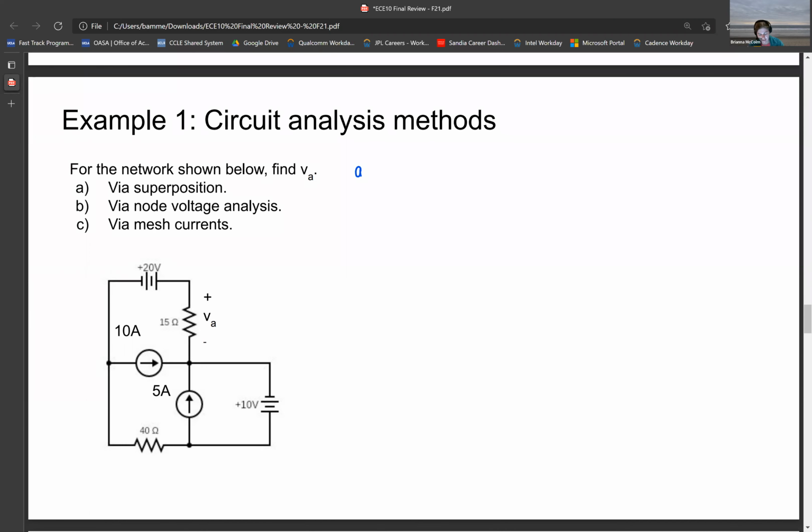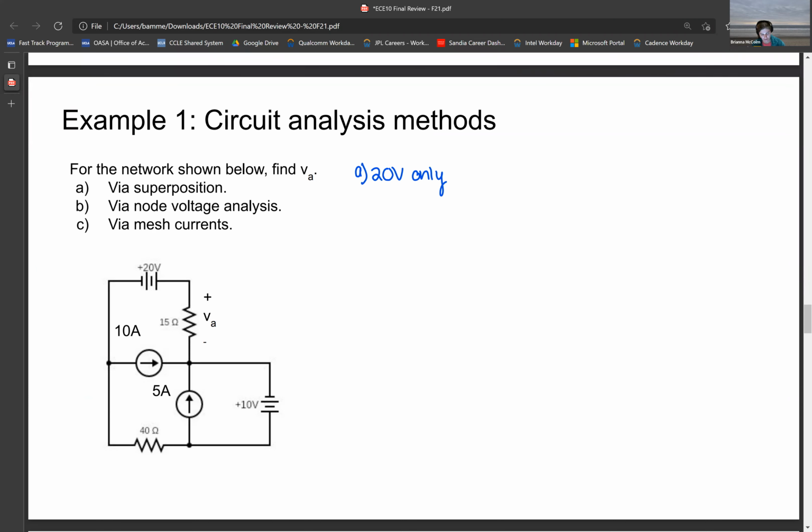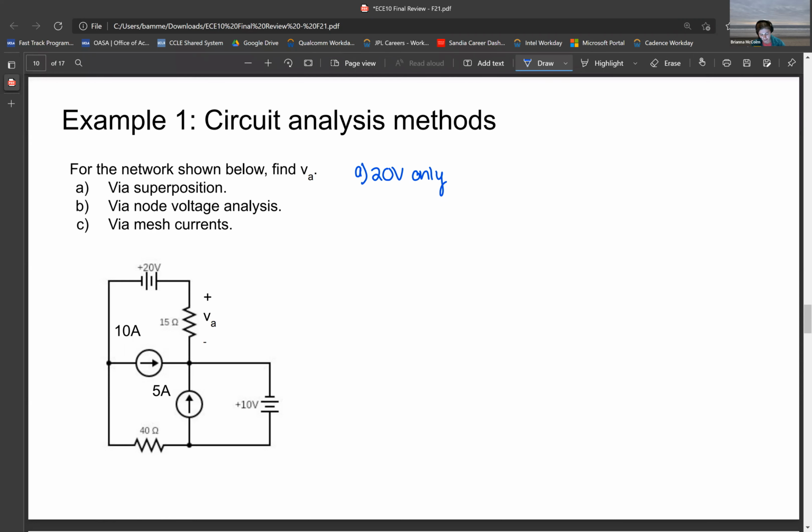So we'll start with the 20-volt source. If all of the other sources are turned off, then the current is going to flow from the bottom across the 20-volt source through the resistor VA, and both the 5 amp and the 10 amp current sources are going to be open. So it's going to take the only available path through the 10-volt source, which is now shorted, through the 40 ohm resistor and back to the base of the battery. And so we're going to have a circuit that looks something like this, which is a bit easier to deal with.